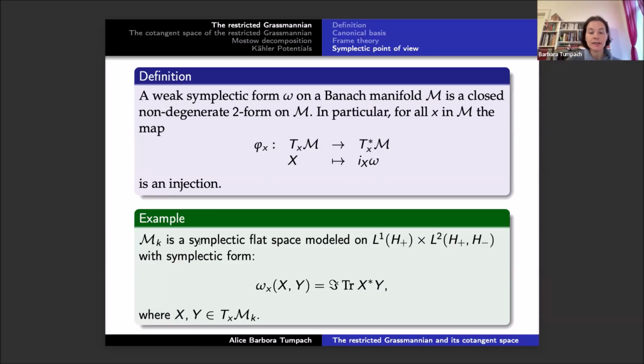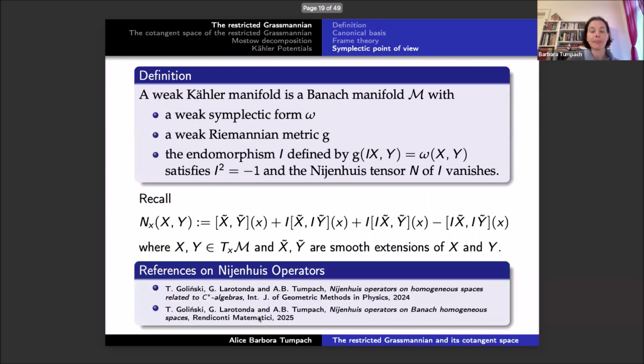I'll give a simple example. The affine space MK I just defined before is a symplectic flat space. It is modeled on L1 times L2. And the symplectic form is simply the imaginary part of the trace of x star y, when x and y are 2 elements of the tangent space of MK. So this is a simple flat symplectic space.